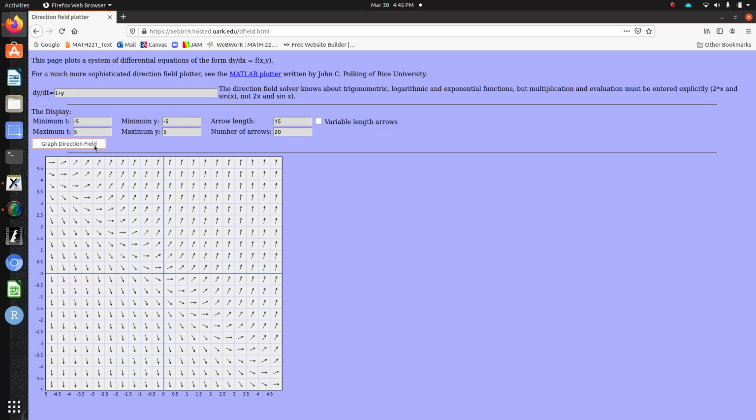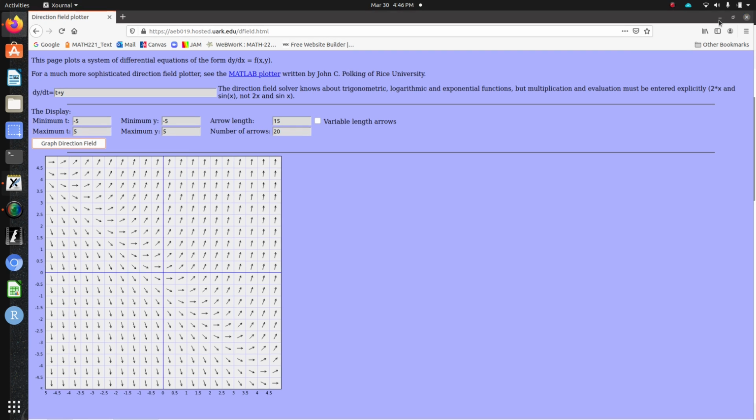I don't know why, but this just strikes me as very elegant. I like this. So there you go. There's some pictures for you. And let's try another example.